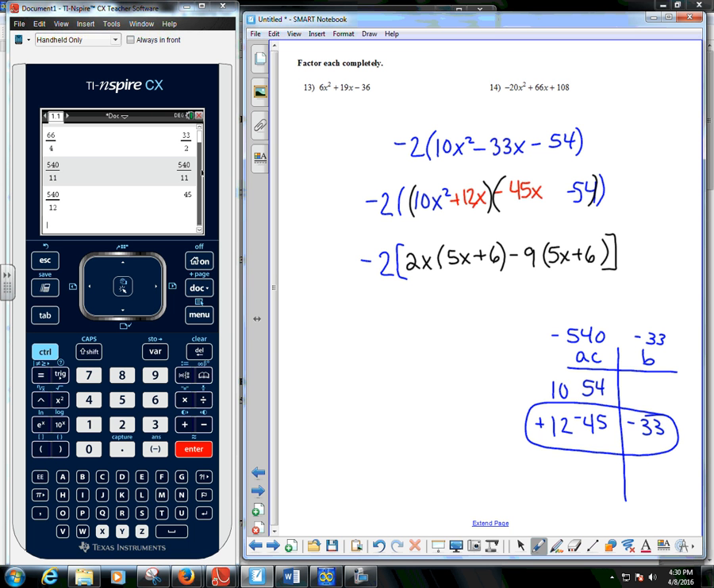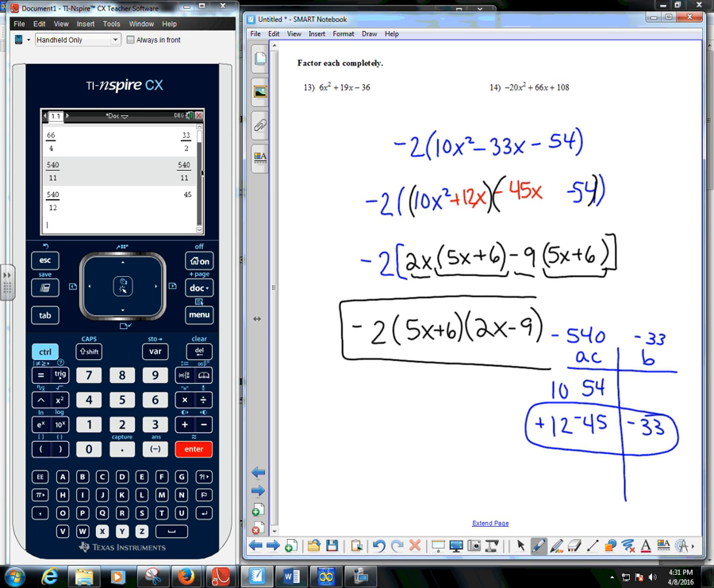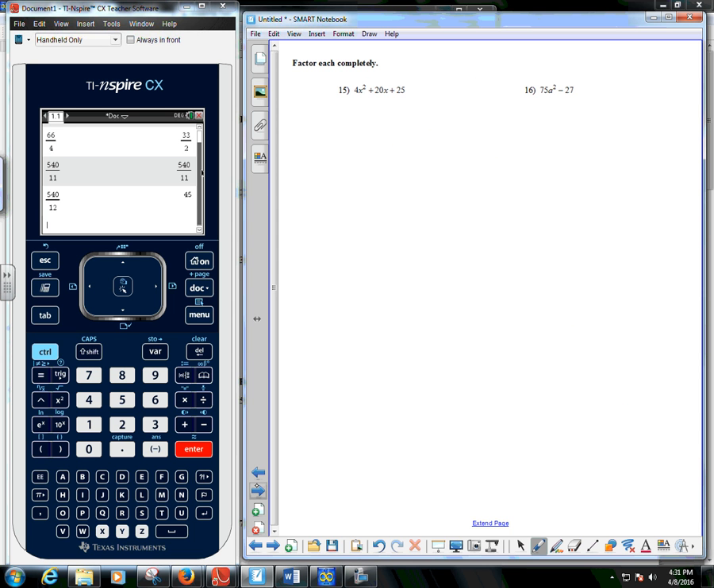All right. I'm going to bring down that negative 2 so I don't forget about it. And now I recognize that I have 5x plus 6 and 5x plus 6. I'm going to bring that out front. And then I'm going to put this in another set of parentheses. So 2x minus 9. And if I took a minute to multiply all of that out, in the end, I would end up right back here. So I can always check my work.